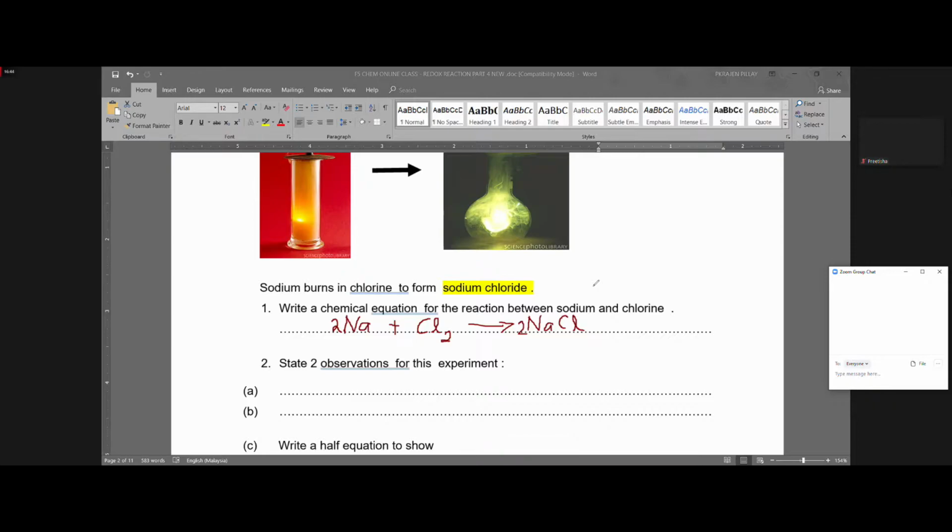Of course, we know the residue is sodium chloride, but you don't say the sodium chloride is white. Observation is, how do you know it is sodium chloride unless you test for it? So you just say the residue is white in color. But the first one, the sodium burns very brightly or very vigorously in chlorine gas. Okay, all right.